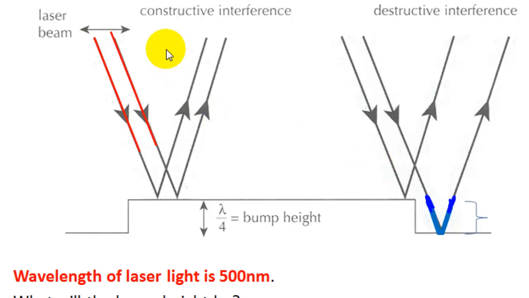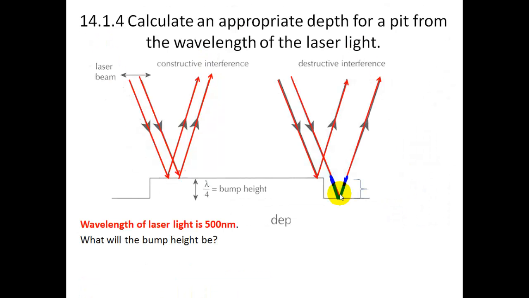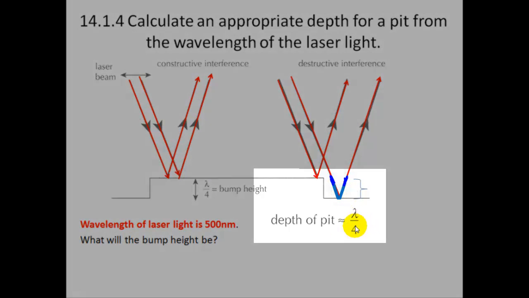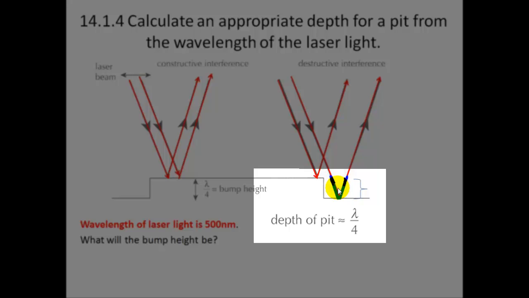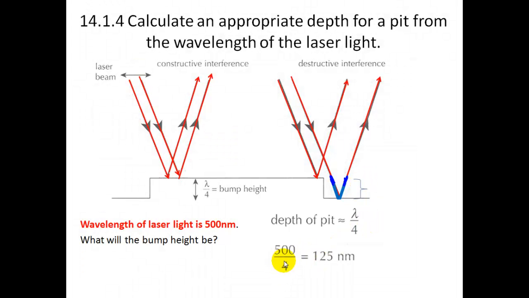So this is the radiation. It comes down and reflects. This goes this way, and then this radiation goes further. The depth of the pit is 1/4 of a wavelength, basically because you need a path difference of 1/2 wavelength, which is the difference twice, because it goes down and up. An example would be if you use light of 500 nanometers, you divide by 4, so the bump height, or the pit depth, will be 125 nanometers.